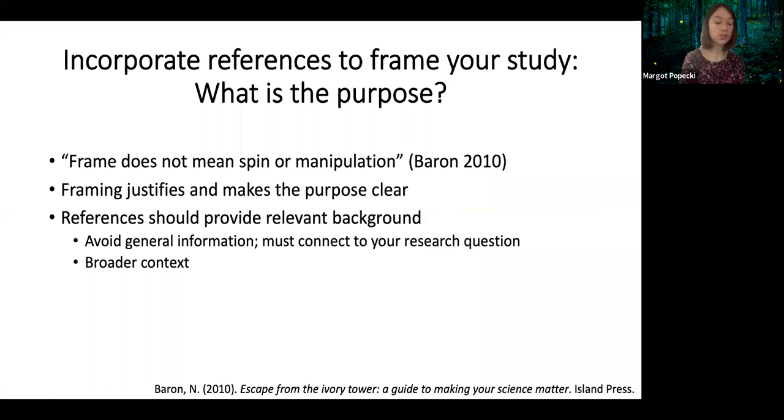So throughout the introduction, you're using references to place your research into the scientific literature. So framing is not manipulation, but it's making your purpose clear and justifying your reasoning. Framing involves providing relevant background information, which means it must have a direct connection to your research question. So for example, if you're studying why fireflies flash in synchrony, provide background information on their mating behavior and flash biology, as opposed to general information about their diet. Well, that's really interesting, it doesn't necessarily fit into your purpose of crafting your message and making your research objective clear.